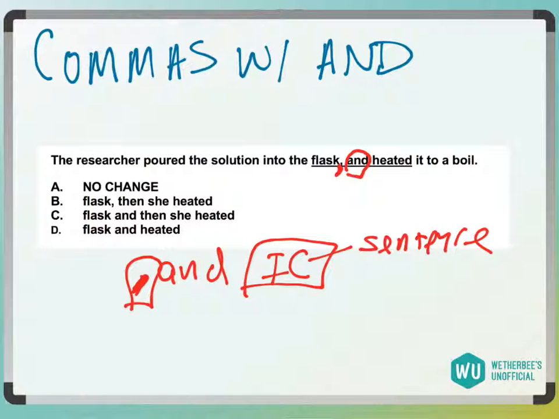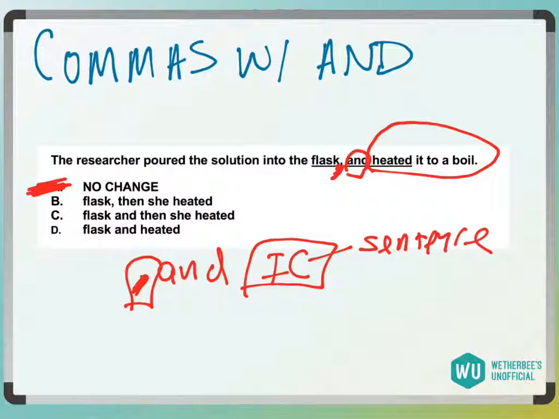So let's look at answer choice A. So most people want to put a comma in front of this, but is "heated it to a boil" a full sentence? It is not. So we do not want to have a comma here. So A is knocked out, right?